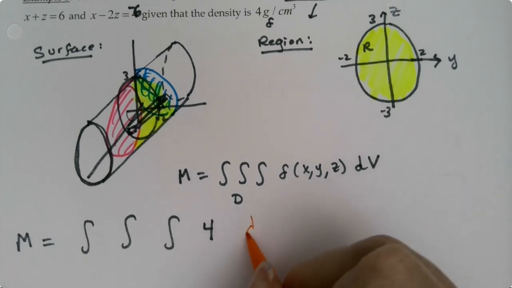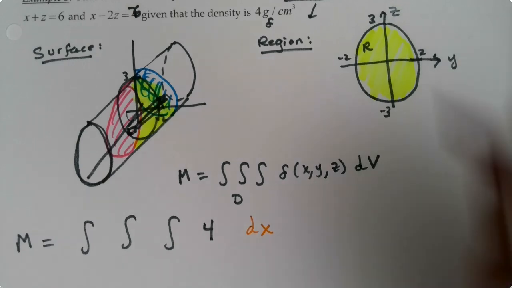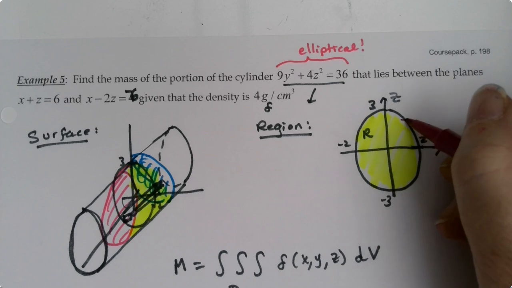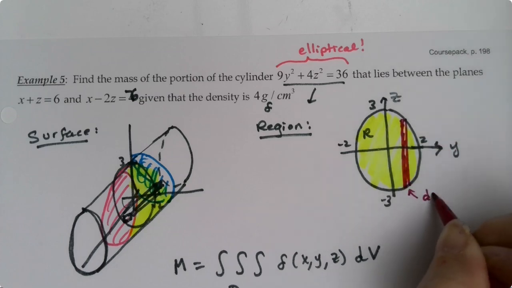Let me do dx in orange here. And then we're going to have to go for either dy dz or dz dy. It kind of doesn't make any difference. It's just a question of which way you'd rather solve. Usually students, when faced with a choice, would rather do vertical, so that's fine. And if we did vertical, that would be dz dy.